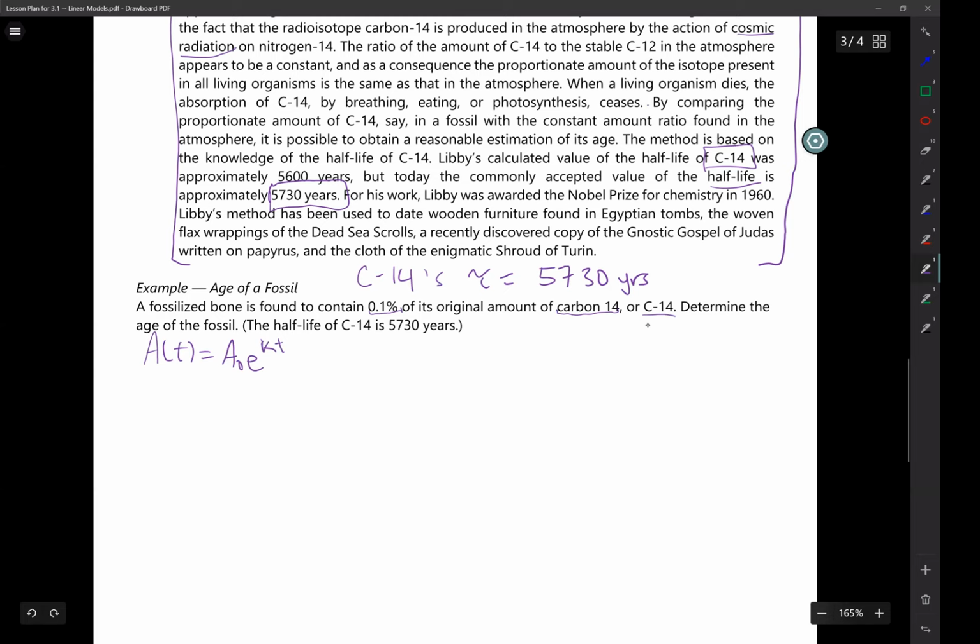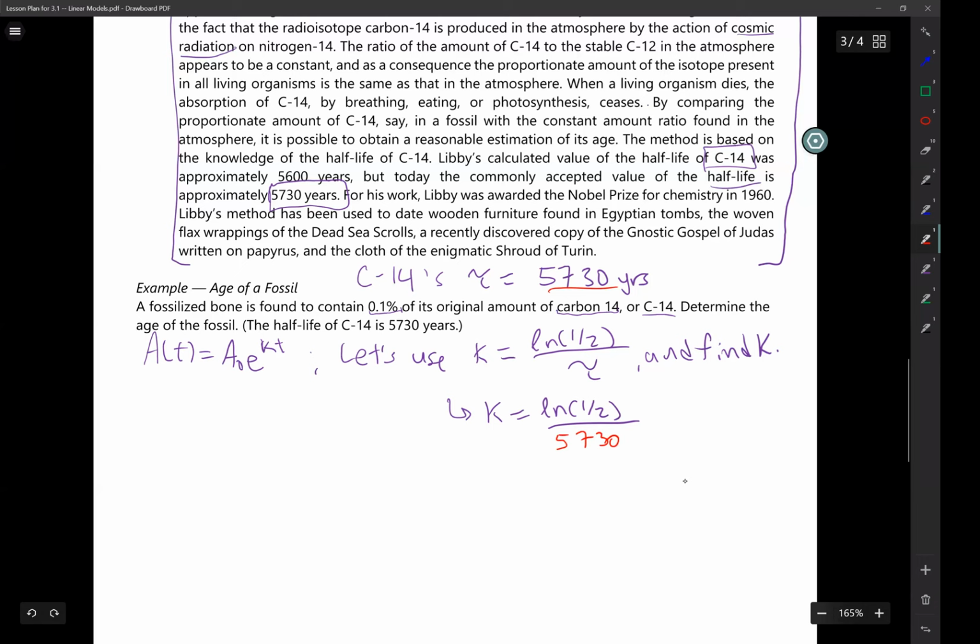Let's use that formula. K was equal to ln 1/2 divided by tau, and find K. That's going to be a lot easier than using some other info. We can use both. It doesn't really matter, but let's do that. So let's plug it in. K is going to equal ln 1/2 divided by tau. Tau was 5,730. Like that. And that roughly equals, oh, sorry, let me do purple.